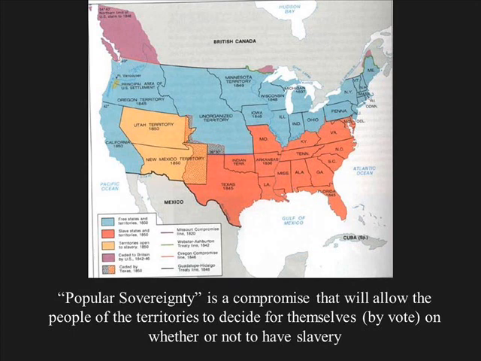Some politicians speak up and say, why not let the people in the territory decide? Let them have a vote whether or not they want to have slavery or not. This becomes known as popular sovereignty. Popular meaning people, sovereignty meaning they make the law. Pretty simple. They have the power.